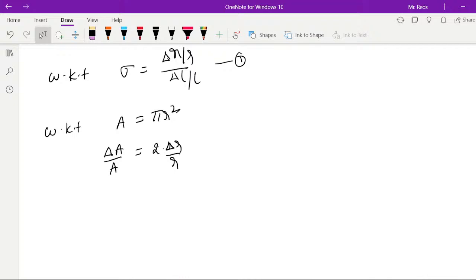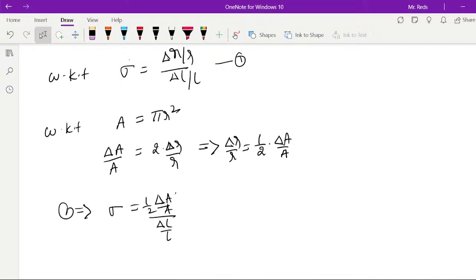If delta r by r is not given but delta A by A is given, how do we express this in terms of delta A by A? This implies delta r by r is equal to 1 by 2 into delta A by A. You substitute this into equation 1, then you will get sigma is equal to half into delta A by A divided by delta L by L.